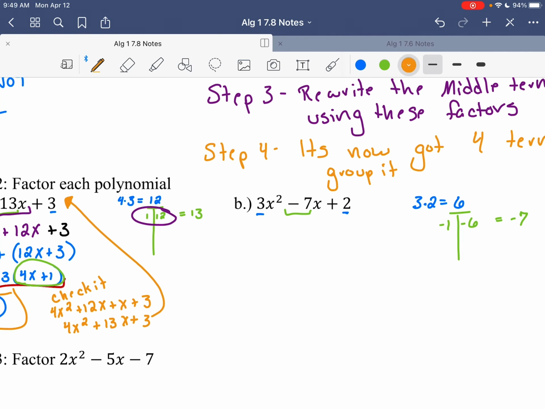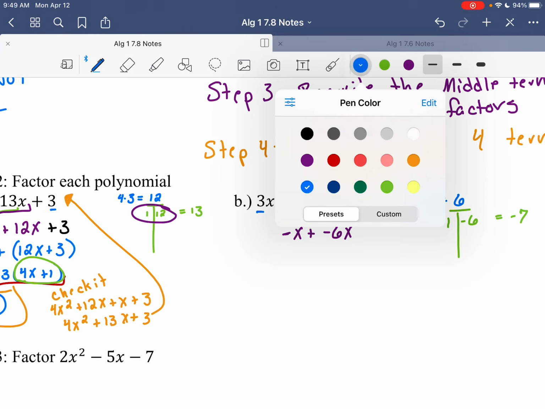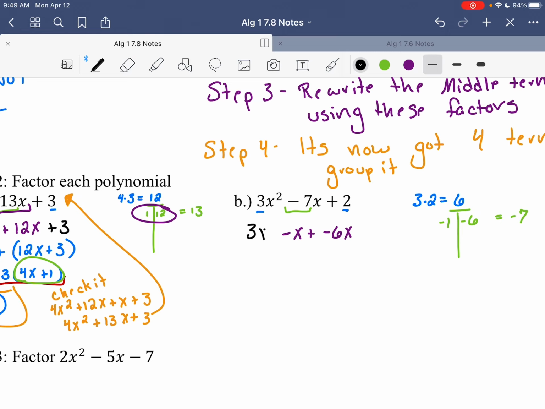Next, rewrite the middle term using those. So negative 1x, so I'm going to have negative x. I'm going to write this as plus negative 6x. So we have 3x squared minus x, or again, we could just write plus negative 1x plus negative 6x plus 2. This now has 4 terms, so I can factor it by grouping.